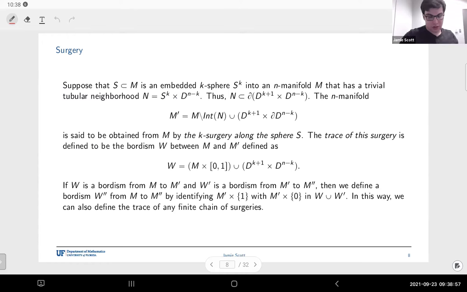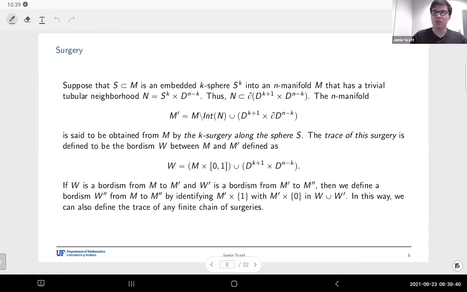So let's get into a little bit of basic surgery here. If we want to cancel elements in homotopy groups, we use surgery to do so, and this will give us embeddings of spheres. So if we take some S embedded in M, and say that's a k-sphere, and we want to take a trivial tubular neighborhood of that S, this will be homeomorphic to S^k times an (n minus k)-disk. We can also think of this as being contained in the boundary of a (k plus one)-disk cross an (n minus k)-disk.